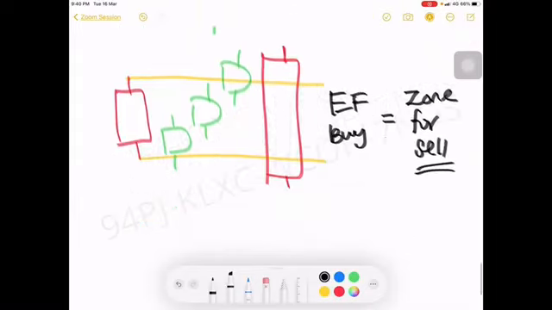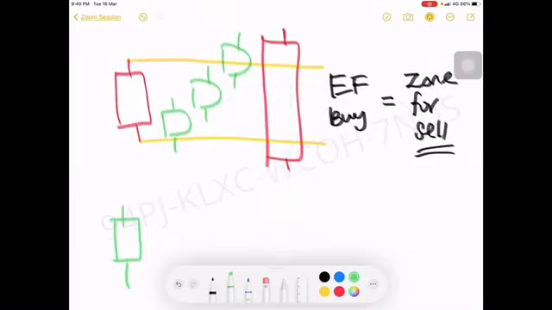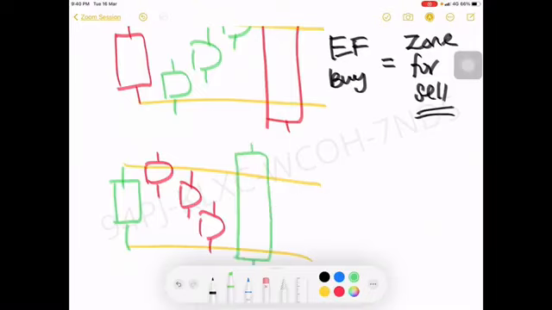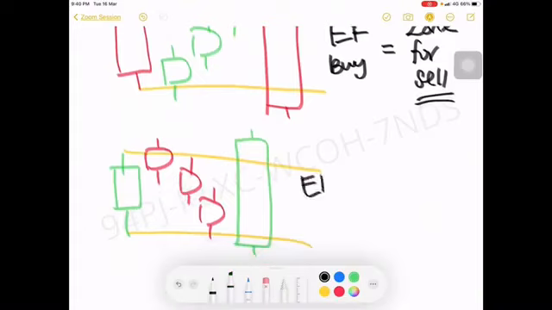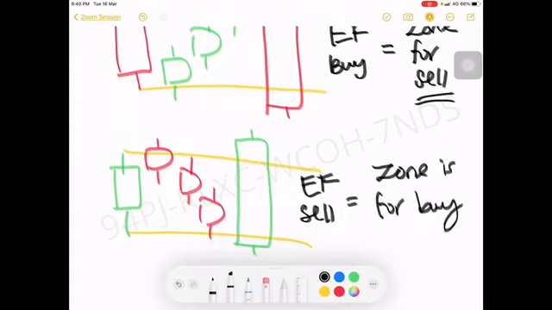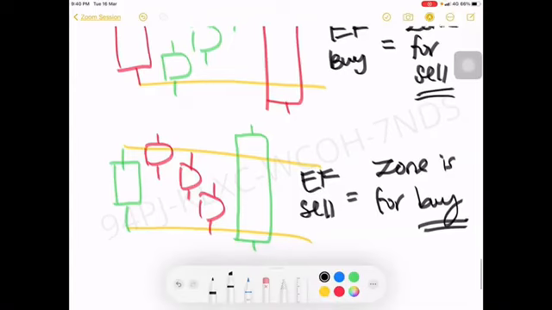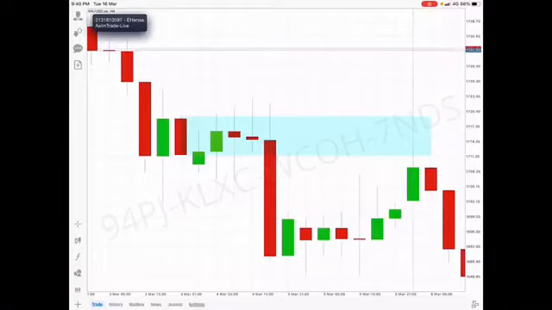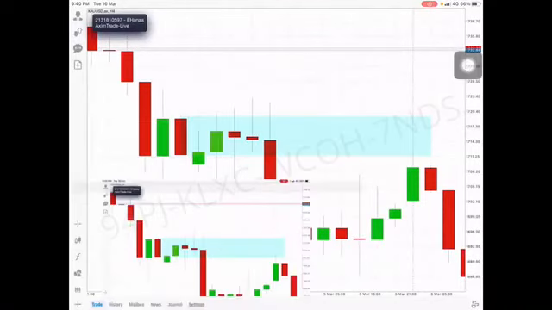Okay, and I'm going to have another one, which is going to look like this. Then you're going to mark that place, but it went up. So that means it's going to be EF sell, meaning the zone is for what? For buy. Yes, that is correct. So let me show you what happened at this zone. So look at here.